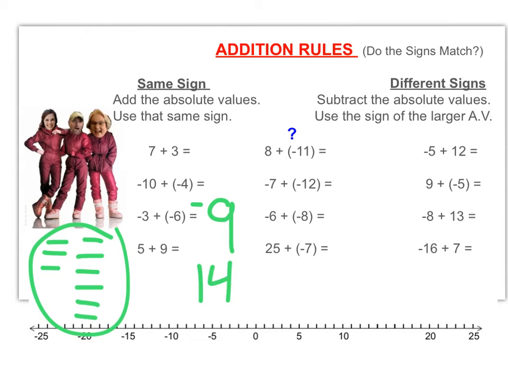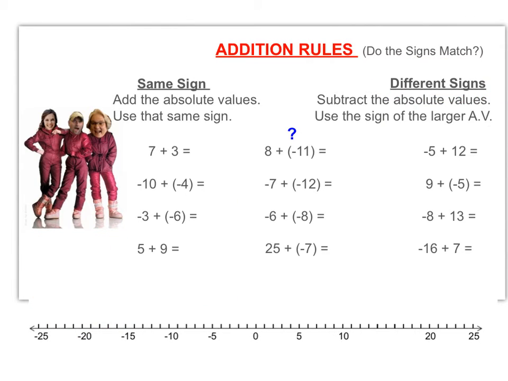So we'll go on to the next side over here, which is if they have different signs. If they have different signs, then we take their absolute value and we subtract them because they're fighting each other, and we use the sign of the larger absolute value. So let me show you that. The first one, -5 and +12. Well, let me show you what -5 would look like on the number line.